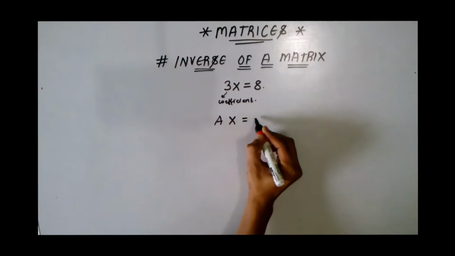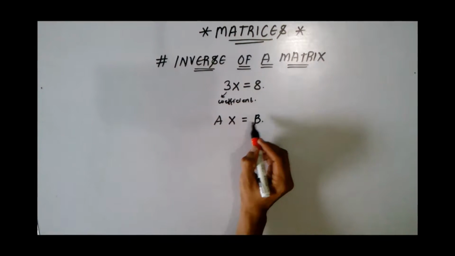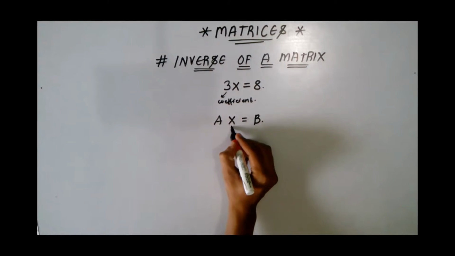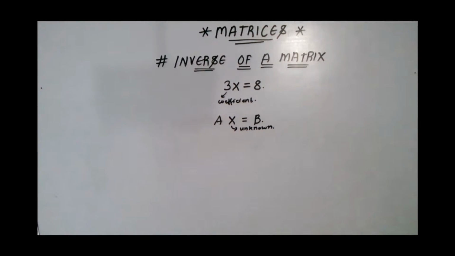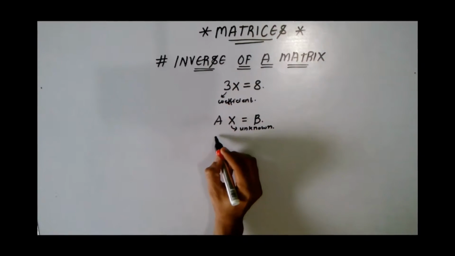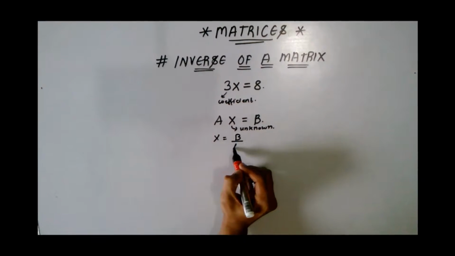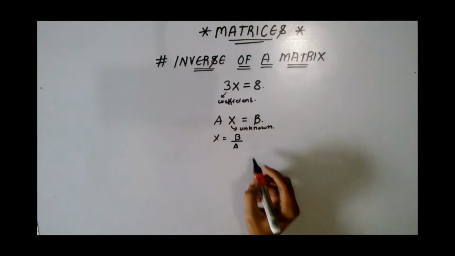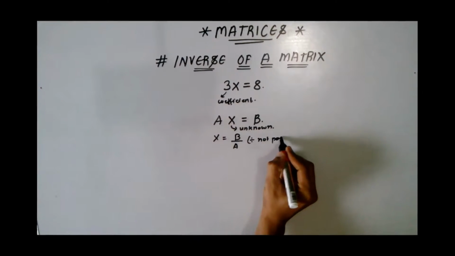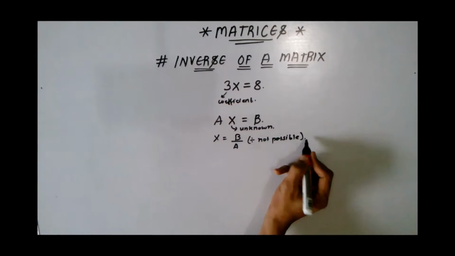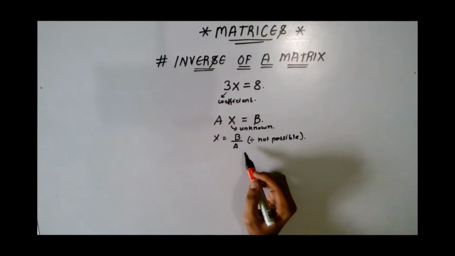Ax is equal to B. Here, the matrices A and B are known matrices and x is unknown. So, in order to find this unknown matrix, what can we do? Here, we cannot write x is equal to B matrix by A matrix because in matrices, division is not possible. Because they are mere rectangular arrangements and a rectangular arrangement cannot be divided by another rectangular arrangement.